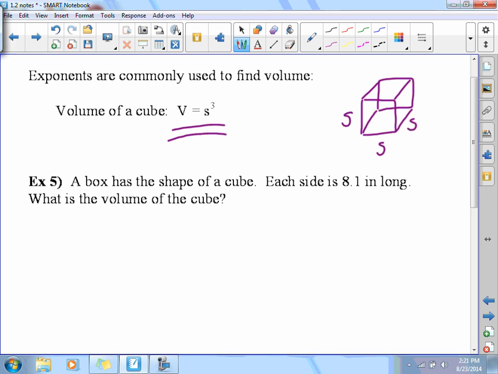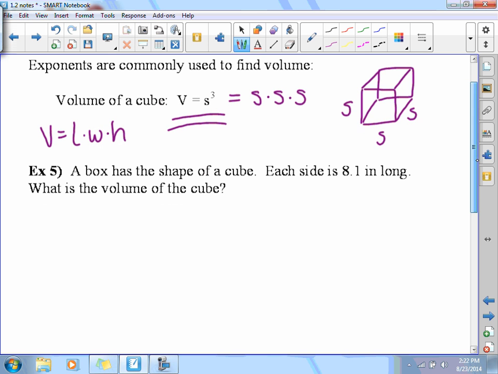Okay? So we can simplify that as the side times the side times the side, or the side cubed. Now you might also know volume as length times width times height, but a cube has all of those values the same. So that's why we can abbreviate it as s cubed. Okay? So our last example says a box has the shape of a cube, just like the one I drew. Each side is 8.1 inches long. What is the volume of the cube?